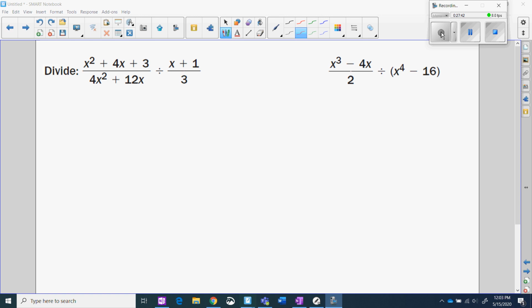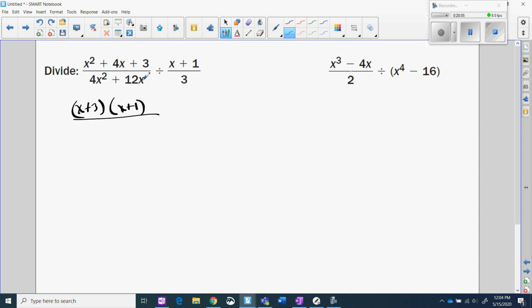All right, here we are, a couple more. These are both divisions. So again, the process is the same regardless of whether it's multiplication or division. You factor first. So the numerator is a simple trinomial. Let's factor that. Multiply to get 3, add to get 4. X plus 3, x plus 1.